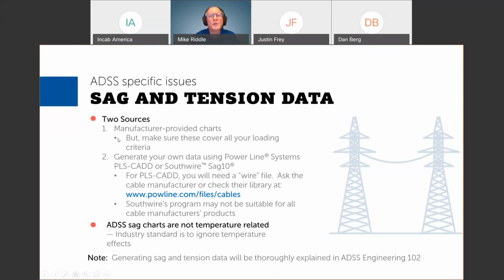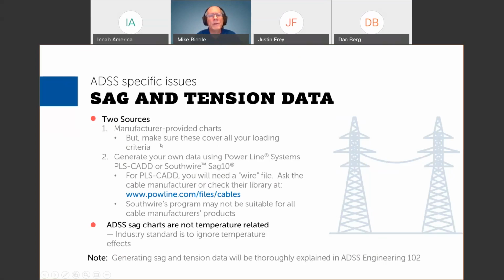Whereas these manufacturer provided charts are pretty simple. They usually just give an everyday condition, and they give the sag vertical and horizontal at whatever the loading, the appropriate NESC loading condition is. So they're really kind of simple.